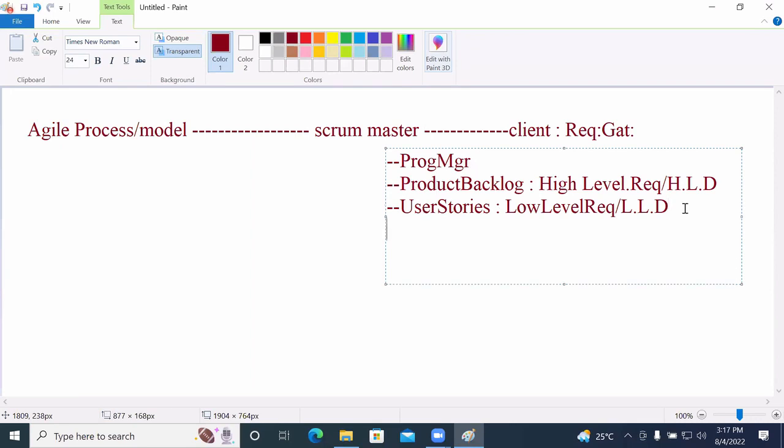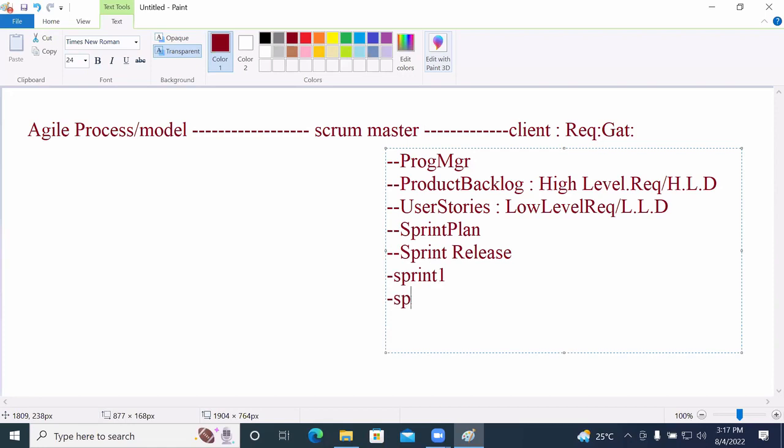From the user stories, what is the next step? Sprint plan. From the sprint plan, what is the next one? Sprint release. This sprint release is done sprint-wise, mentioning sprint 1, sprint 2, and it will be continued.